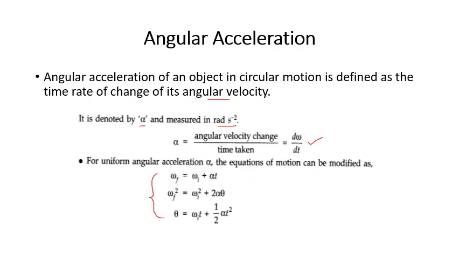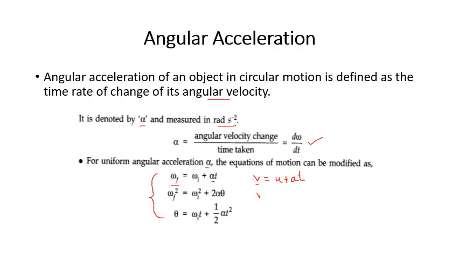Now look at these equations. These are nothing but your equations of motion. So now we are going to write these equations in terms of angle, right? So for uniform angular acceleration alpha, the equations of motion can be modified as follows. What is your first equation, students? I'm writing here v equal to u plus at. So this is your first equation. I'm going to replace this velocity with angular velocity. How do we denote angular velocity? Yes, omega. So final velocity is omega f, omega f is nothing but your final angular velocity, and omega i is initial angular velocity, and alpha is nothing but your angular acceleration.